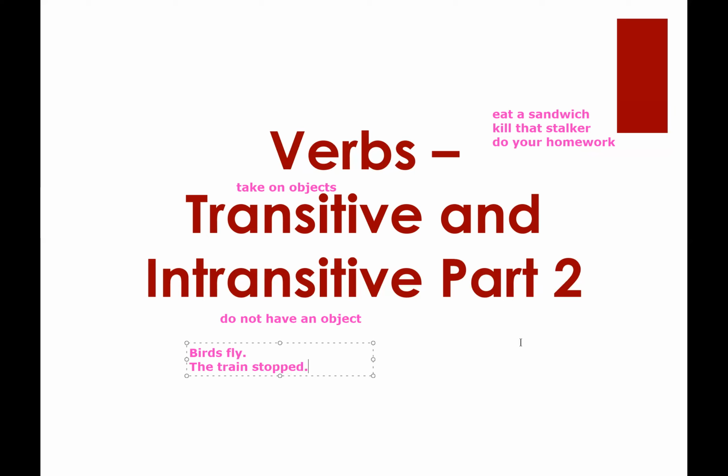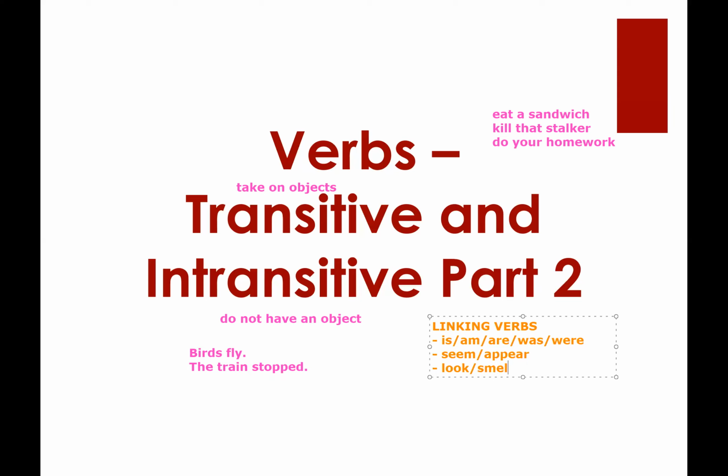And for intransitive verbs, we have a special kind of verb called linking verbs. By far the most common type of linking verbs would be be verbs, right? Is, are, was, were, and so forth. There are a lot of conjugated be verbs. And of course, words like seem, appear, and sensory words like look, smell, taste.